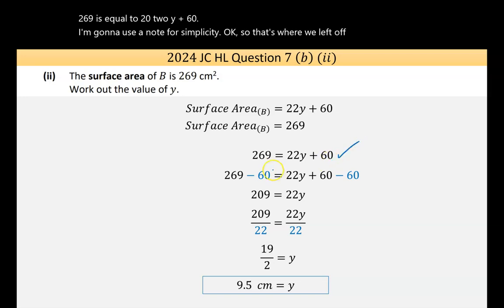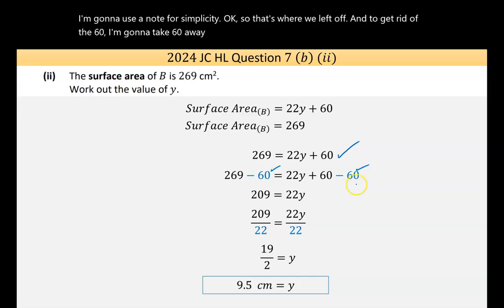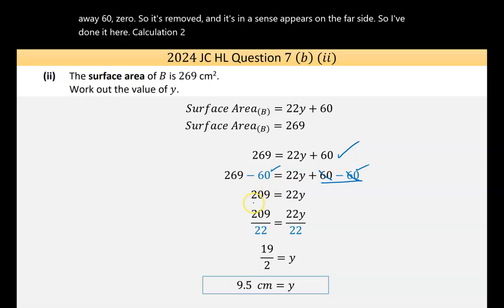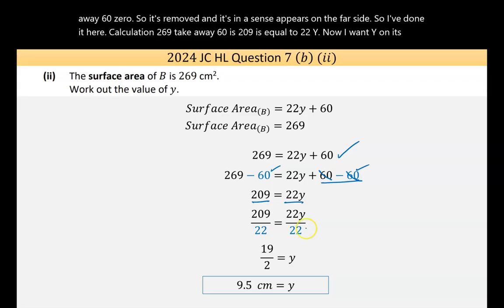Now to get rid of the 60, I'm going to take 60 away from both sides. And the reason I do that is 60 take away 60 is 0, so it's removed. And in a sense it appears on the far side. So I've done the calculation here: 269 take away 60 is 209, which is equal to 22y.